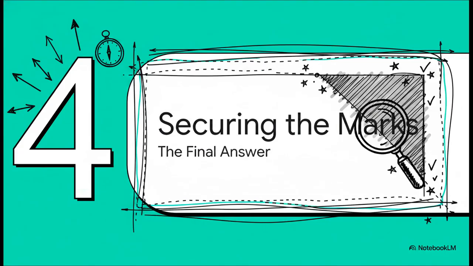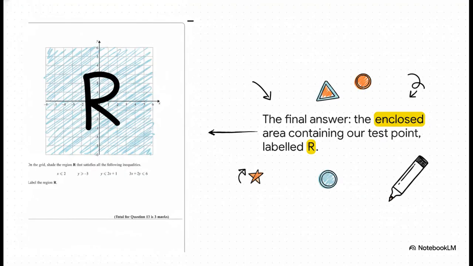Okay, so now we have all the pieces. The crucial last step is putting it all together, finding that one specific region and grabbing that final, all-important mark. And there it is. That central shape, the one that contains our test point (0, 0), that's our guy. We shade that in. And don't forget, this is so important. The question tells us to label it R. So we pop a big R right in the middle. That right there is our full, complete answer.